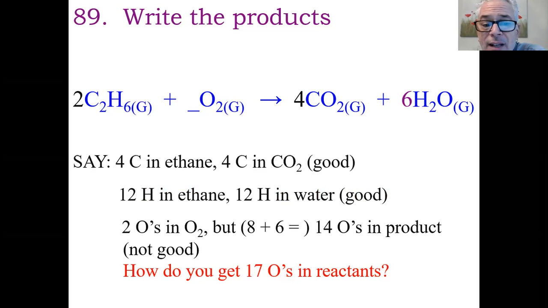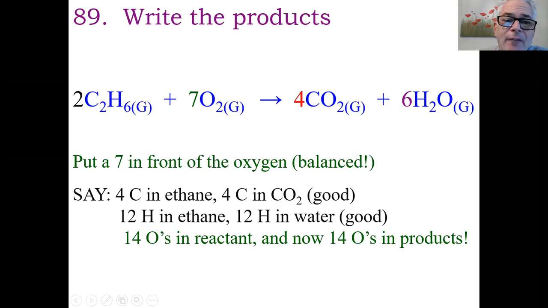How do we get 14 on the reactant side? Look at the very bottom line. It says, how do you get 17 O's in the reactant? You don't. That would be dumb. That's a typo. Who the heck is typing these slides? How do we get 14 oxygens on the reactant side? We have to put a 7 there.